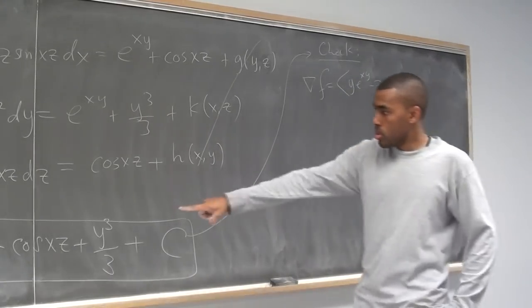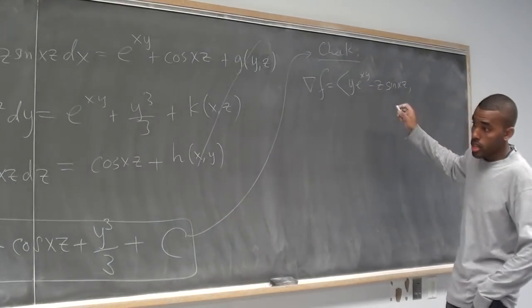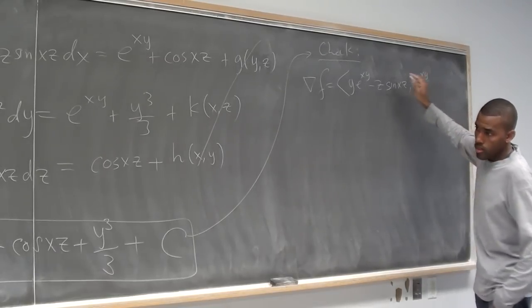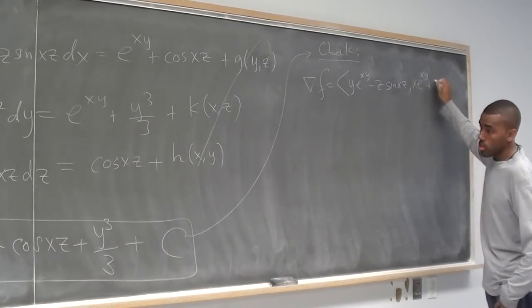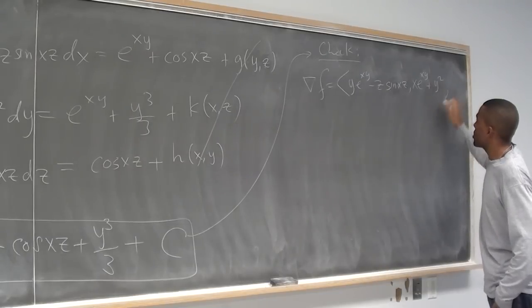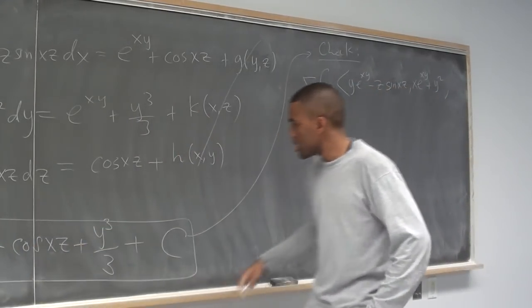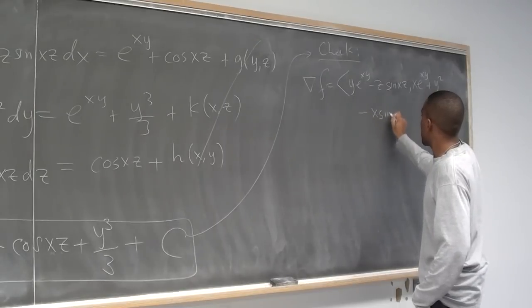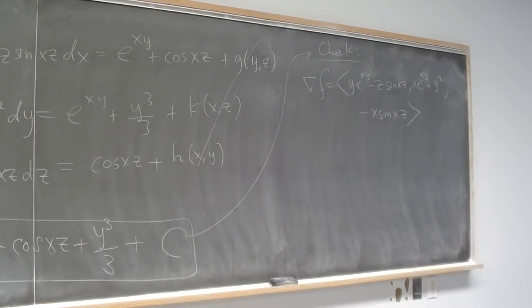Now, if I differentiate that with respect to y, I would get x e to the xy. This part is 0. This part would just give me y squared. And the constant is 0. Now, if I differentiate with respect to z, these are all 0, and I just do this guy. That would give me minus x sine z. And was that the guy? Yeah. So it works.